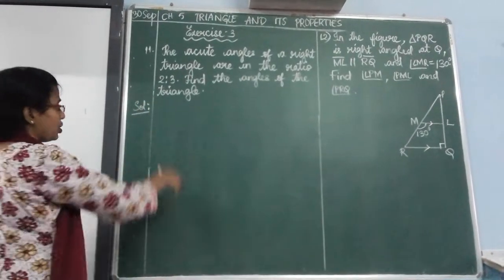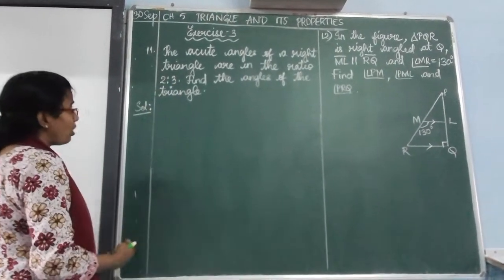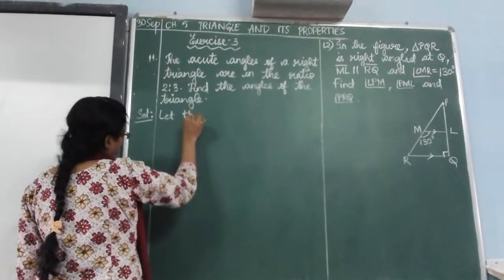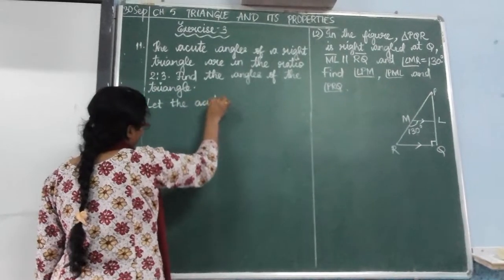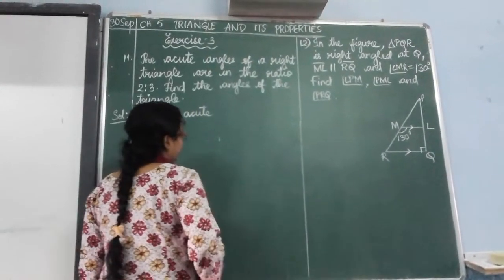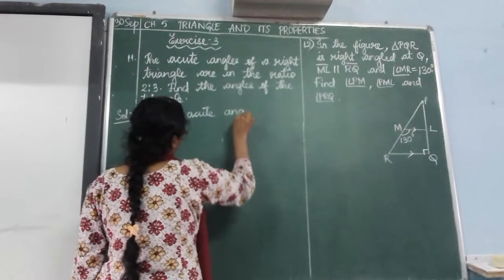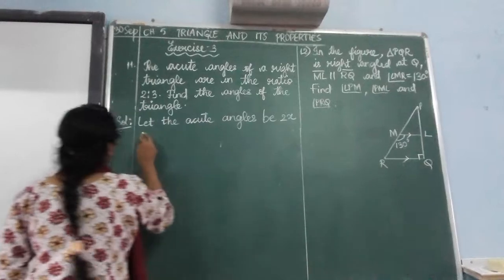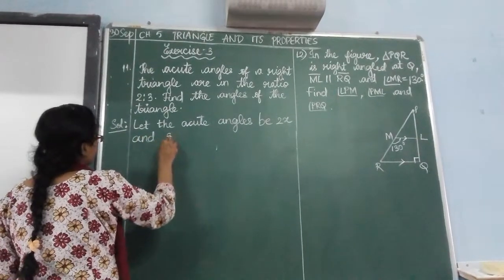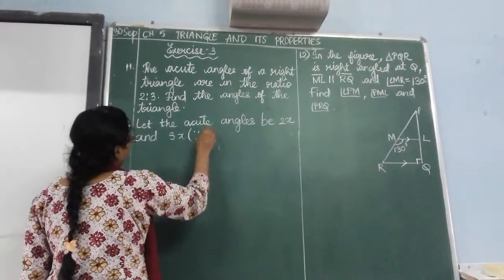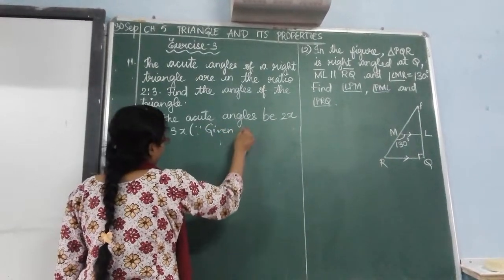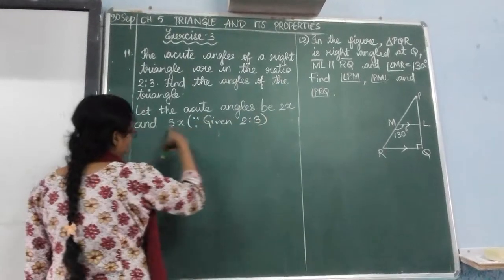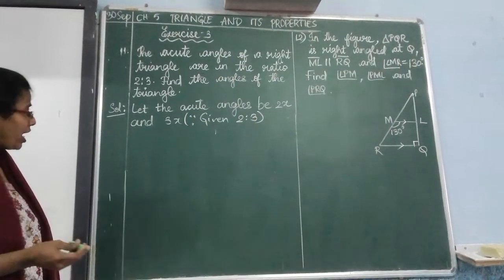So we know that the ratio is 2:3. So let us assume the acute angles as, let the acute angles be 2x and 3x. What's the reason? Because they gave the ratio in the question. It's given 2:3. So we have taken it as 2x and 3x. So now let us continue.